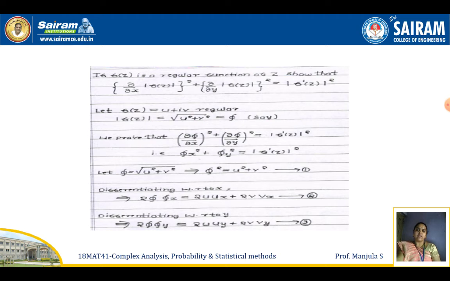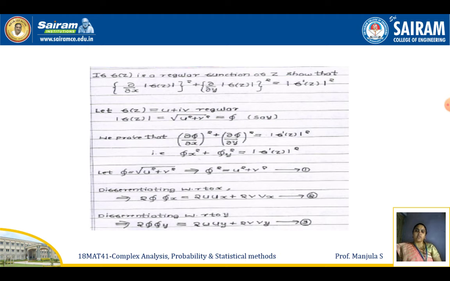So f of z is regular, it means analytic. Modulus of f of z can be written as square root of u square plus v square. Take that as 5. We have to prove that dou phi by dou x whole square plus dou phi by dou y whole square equals modulus of f dash of z whole square, that is phi x whole square plus phi y whole square equals modulus of f dash of z whole square. Let phi be the square root of u square plus v square, so phi square is u square plus v square. Take this as equation number 1.